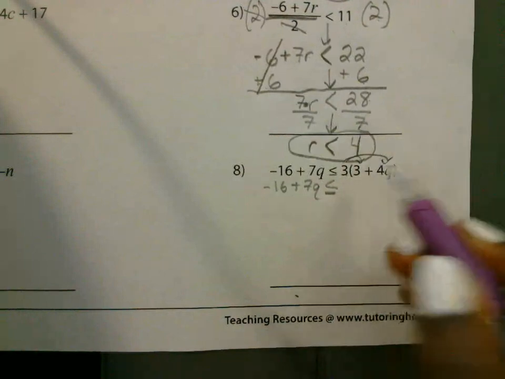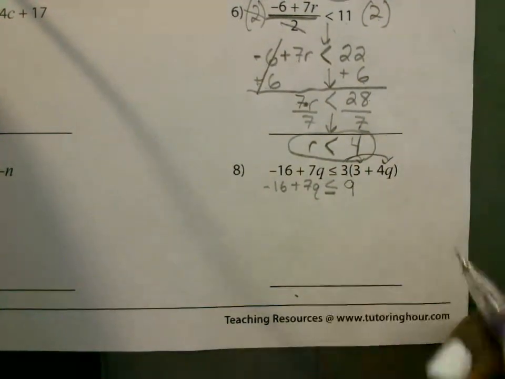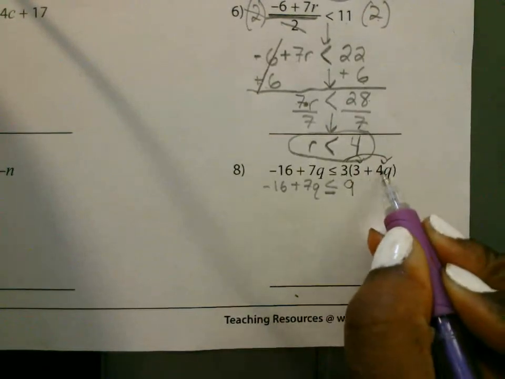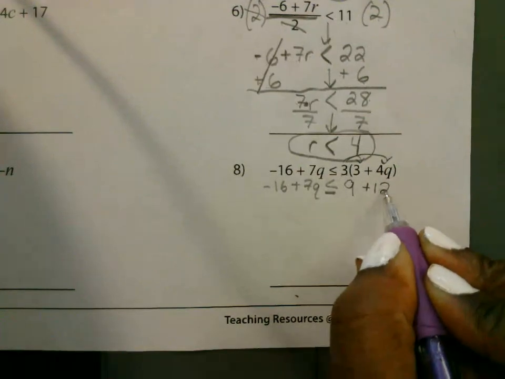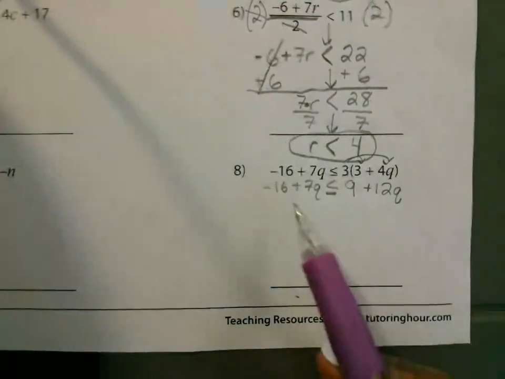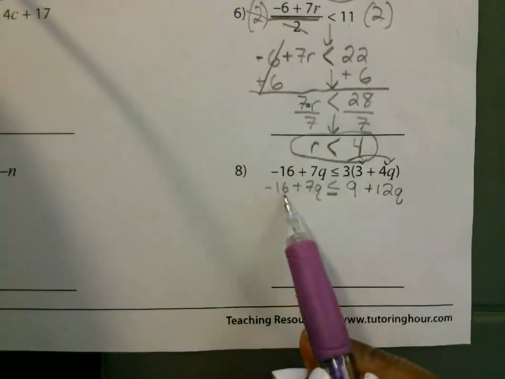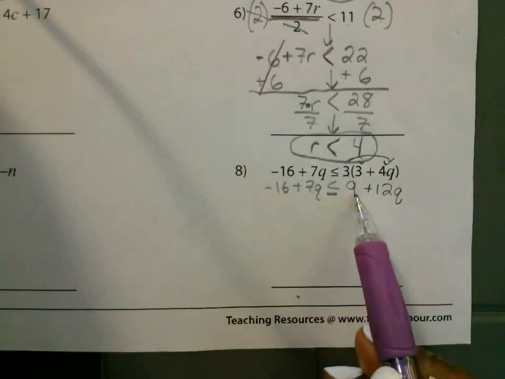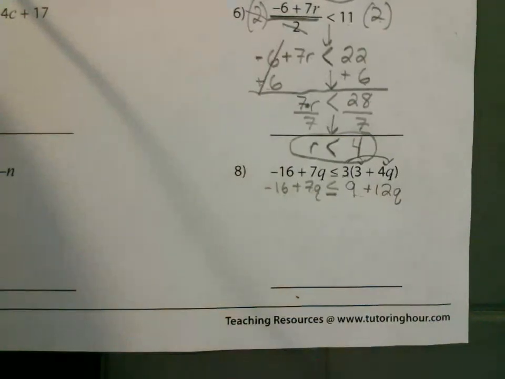What is 3 times 3? 9. What is 3 times a positive 4Q? 12Q. Good job. The second step is to combine like terms. I cannot combine these two terms on this side of the inequality because they're not like terms. Nor can I combine these two terms on this side of the inequality because they are not like terms.